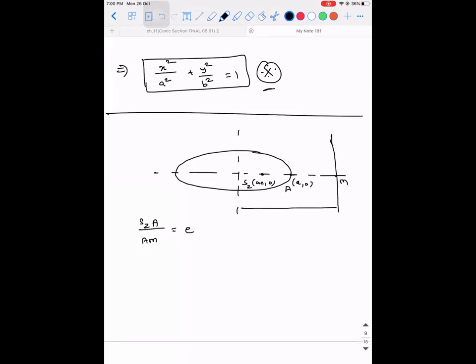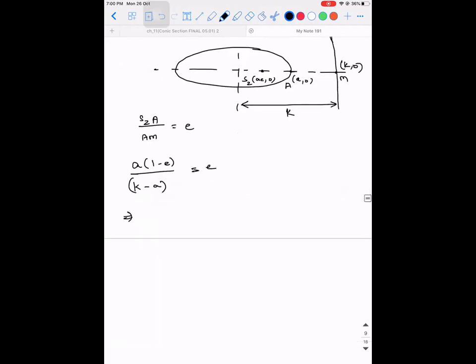So what is this distance? If I take this point as k comma 0, then this distance would be k. So what is S2A, guys? S2A is a minus ae, that is a into 1 minus e, divided by AM, which is k minus a. If this is equal to e, my work is to find the value of k.